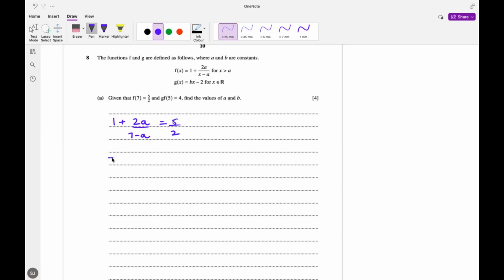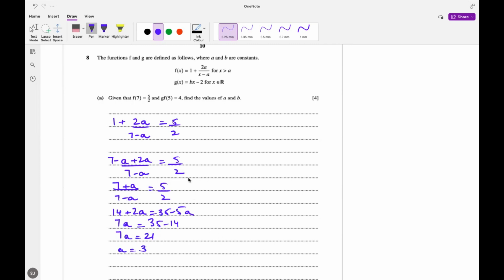We can take the LCM over here, which will make it 7 minus a plus 2a upon 7 minus a is equals to 5 upon 2. So minus a plus 2a is a, so 7 plus a upon 7 minus a is equals to 5 upon 2. Cross multiplying, we'll get 14 plus 2a equals to 35 minus 5a. Bringing the 5a on this side to make it 7a equals to 35 minus 14, which is 21. So 7a is equals to 21 and a will be equals to 21 upon 7, which is 3.